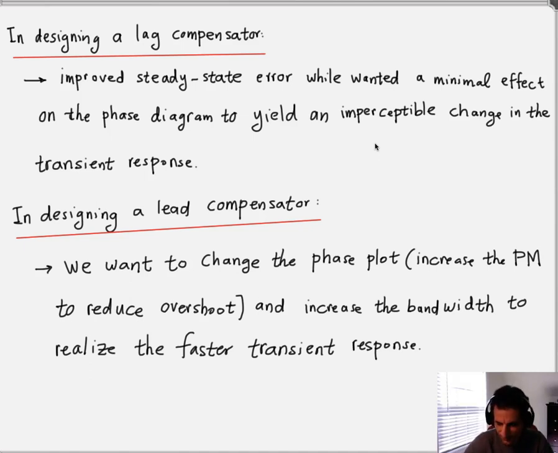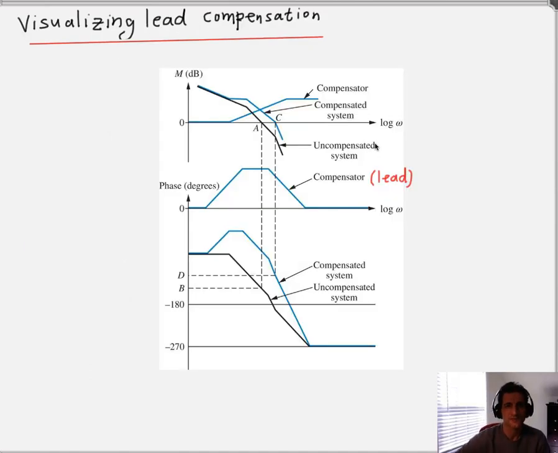So in this figure you see a visualization of the lead compensation. In fact, the lead compensator increases the bandwidth, so you go from here to here. This is the uncompensated system, and this is the compensated system. It increases the bandwidth by increasing what is called the gain crossover frequency.